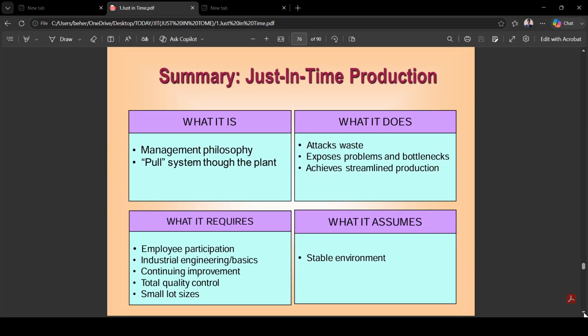Just-in-time production. What it does: a management philosophy, a pull system throughout the plant. It attacks waste, exposes problems and bottlenecks, and achieves streamlined production. What it requires: employee participation, industrial engineering basics, continuing improvement, total quality control, small lot sizes, and a stable environment.